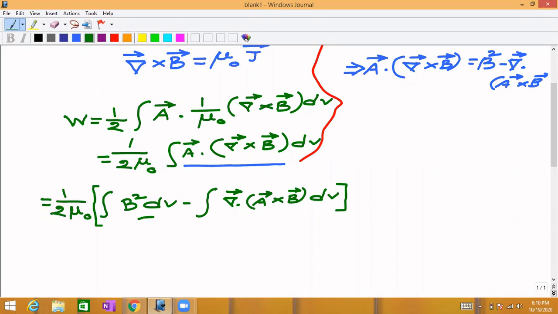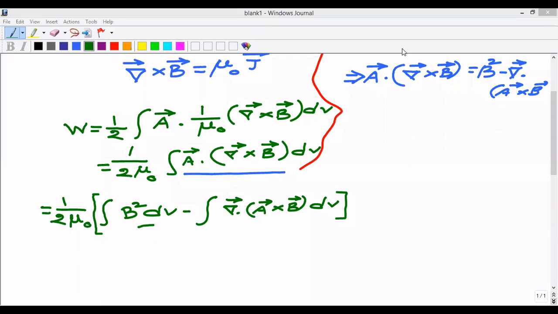So, can we not apply the Gauss divergence theorem? Do you remember what the Gauss divergence theorem is? We should complete it. You see, we are left with this expression for energy: 1 by twice mu naught integration B square dV minus the volume integration of divergence of A cross B.